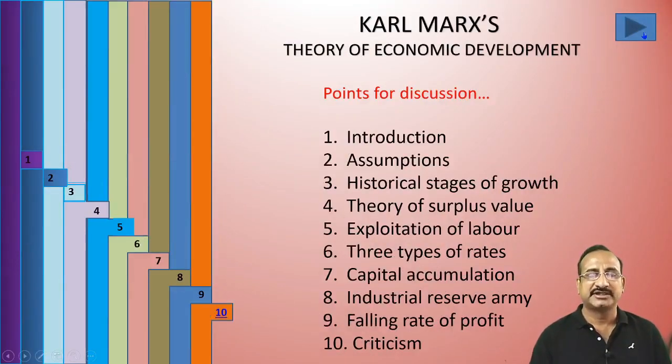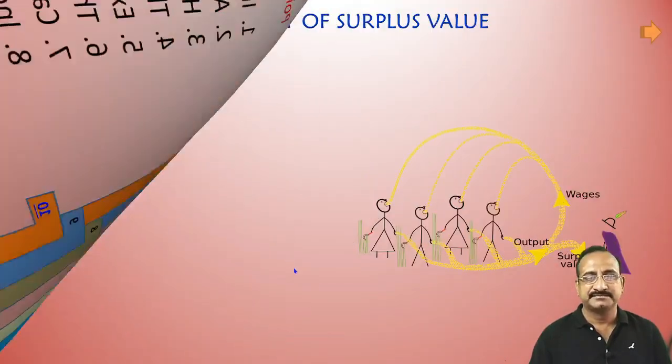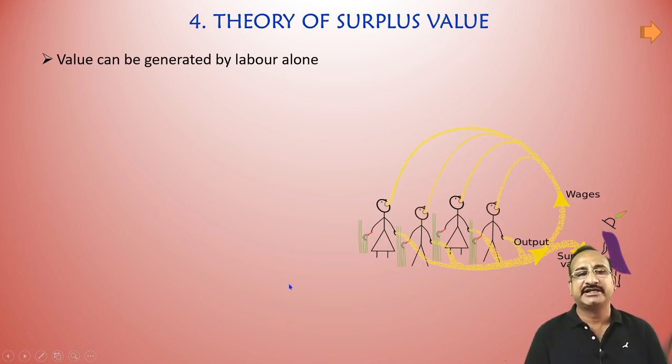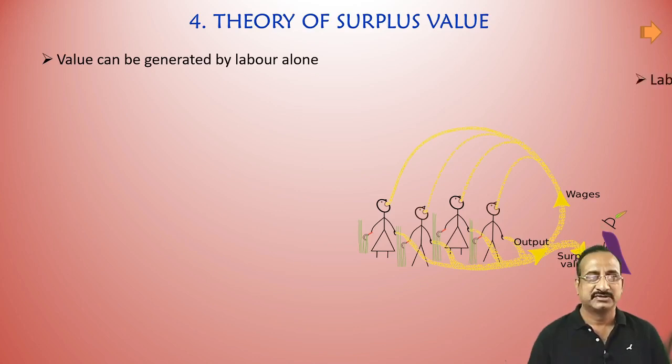After knowing the historical stages of growth, let us move to the next one, the theory of surplus value, which is considered the central point of the total theory of Karl Marx. Let us go to the fourth slide here. According to Karl Marx, value can be generated by labor alone. That is called the labor theory of value. He followed this concept from the classicals, particularly Adam Smith and David Ricardo.